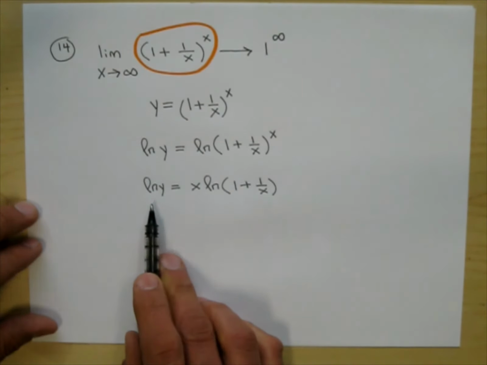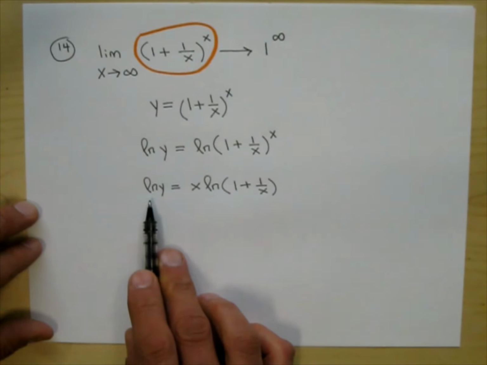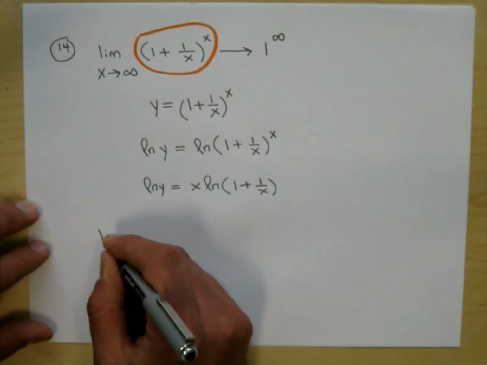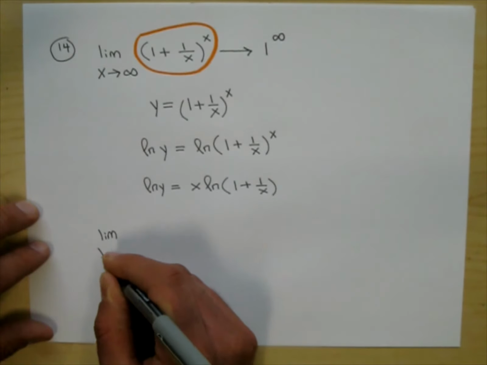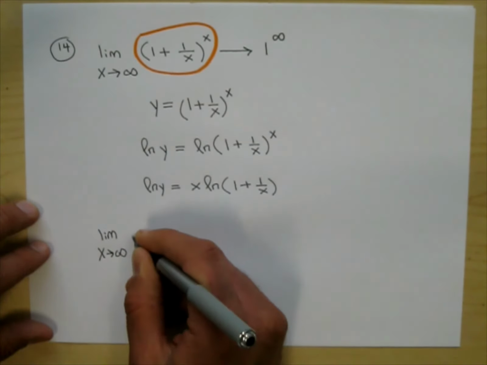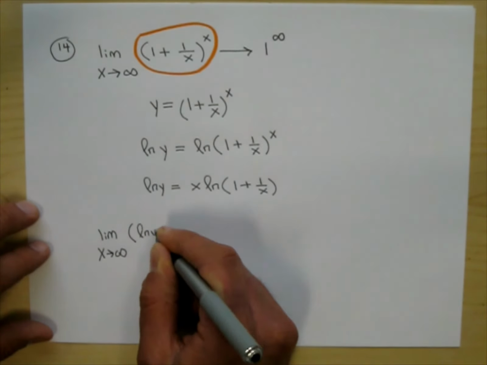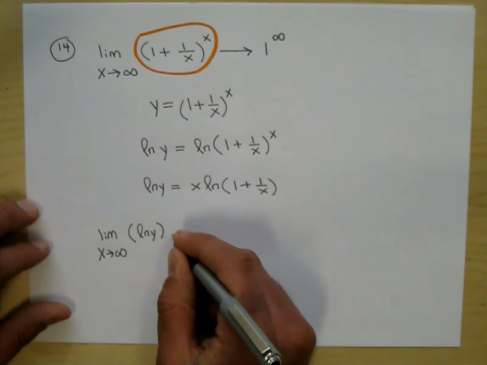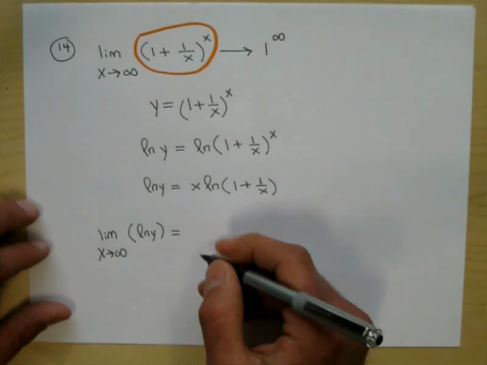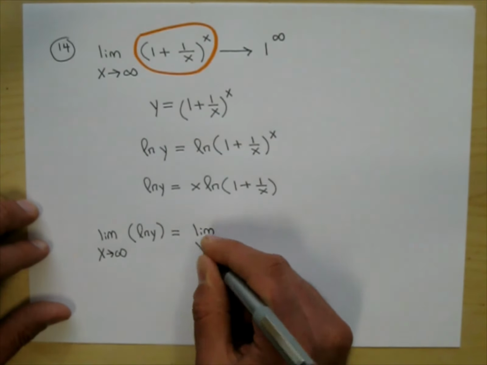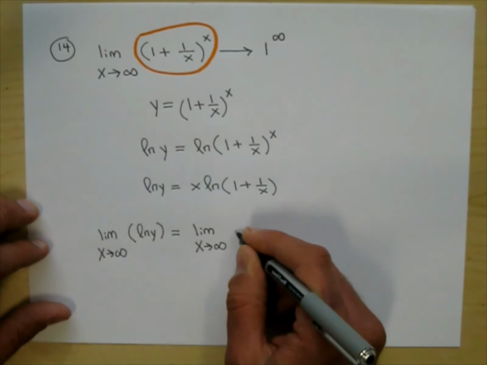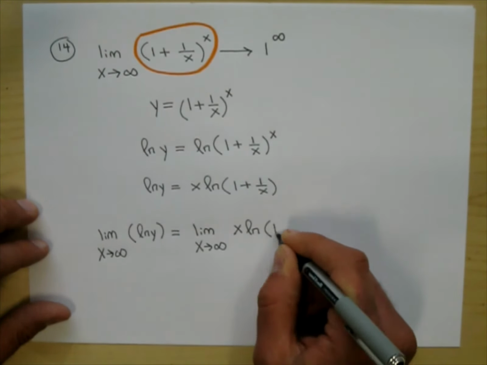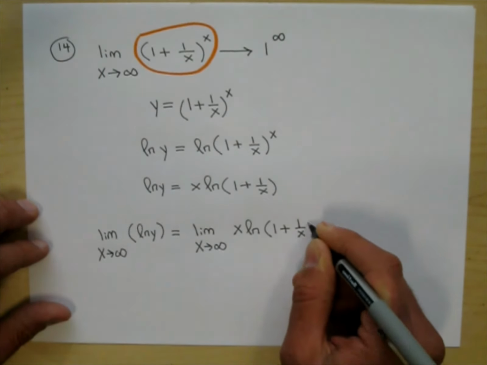And now the strategy is to take the limit of the ln y instead of just taking the limit of y. The limit of ln y as x goes to infinity is really the limit of this right here. And so that's what I'm going to write: x times the ln of 1 plus 1 over x.